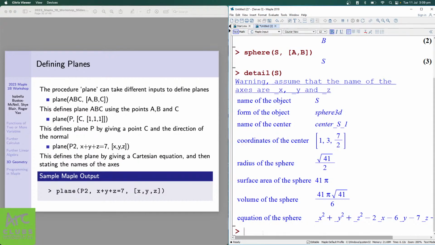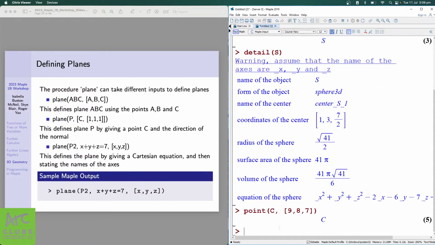The final kind of like mainstream object that we're going to cover are how to define planes. So the first way to define planes is by giving it 3 points that the plane has to pass through. So let's first define a third point, C. It's going to pass through 9, 8, 7. And we can create a plane. Let's call this plane P for plane. And it passes through my points A, B, and C.